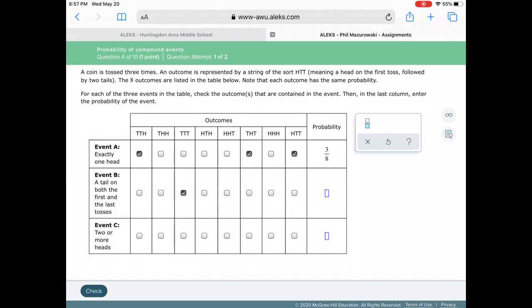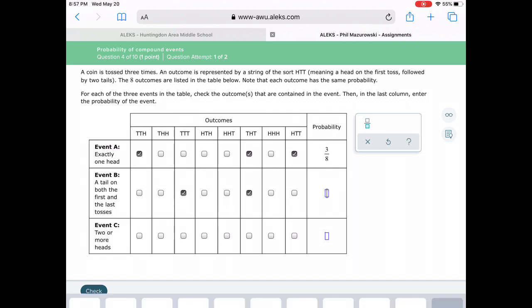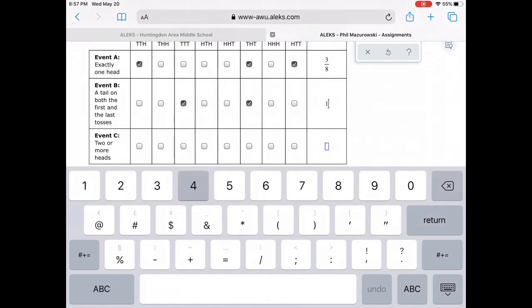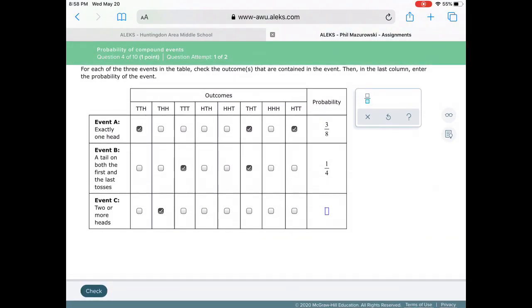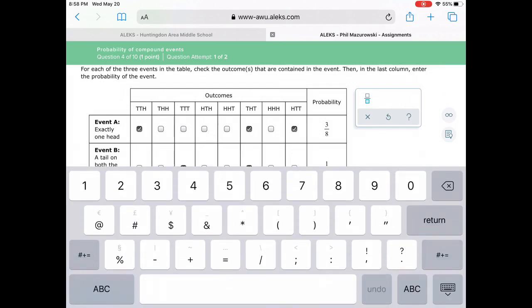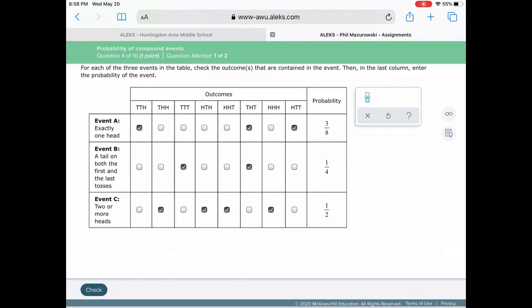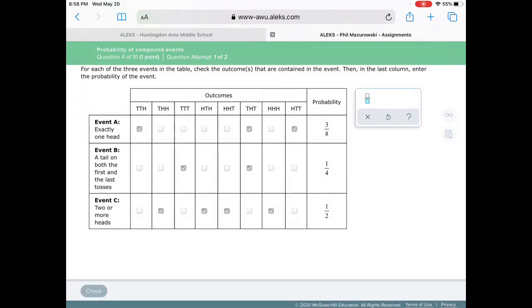A tail on both the first and the last toss. So that one satisfies that event, that one, and that's it. So just 2 out of 8 or 1/4. And then 2 or more heads. So this counts because it has 2. This has 2. This has 2 heads. And this has 3. 3 qualifies as more than 2. So that is 1/2 of them because it is 4 out of 8. So 1 out of 2 for our probability.